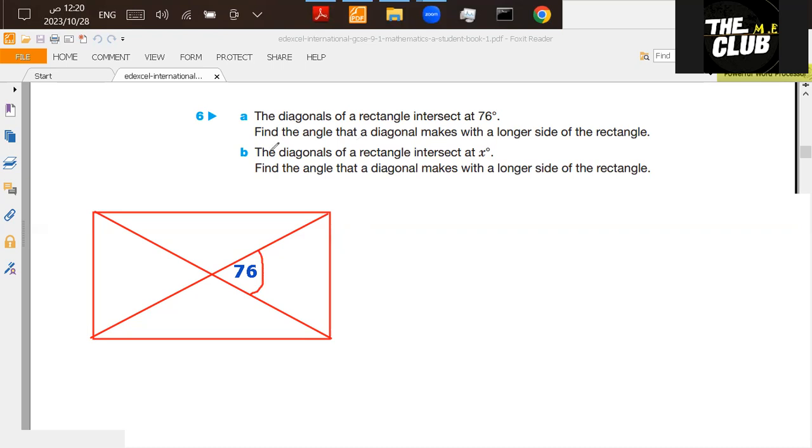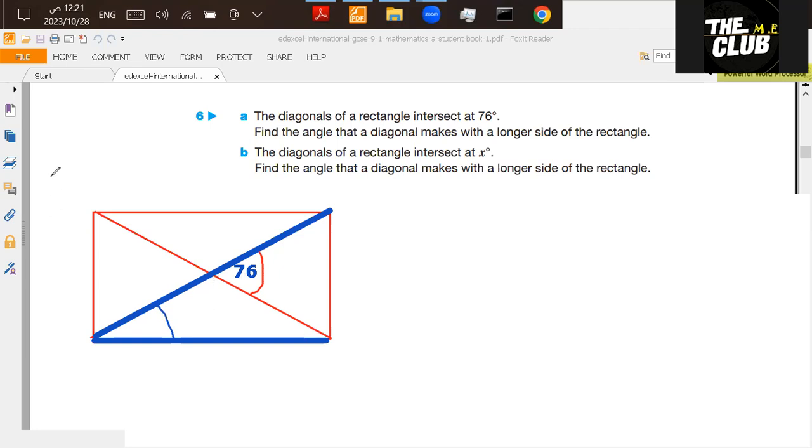Now, the question says, find the angle that a diagonal makes with a longer side of the rectangle. That means the angle that the diagonal makes, let's make it in another color. So this is a diagonal with the longer side of the rectangle. So we need to find this angle. So it means this angle. Okay, good. Now, to find this angle, we have to find the angles inside of the triangle here.